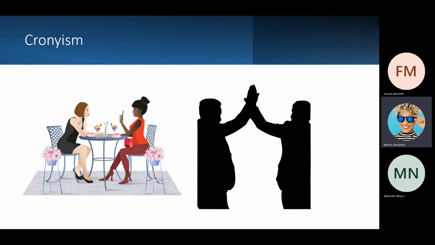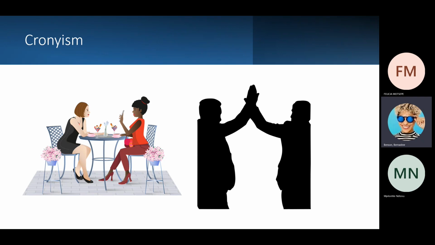So the first one is cronyism. Cronyism is very closely associated to nepotism. However, the primary difference here is that the person who receives the appointment or the unfair benefit is not a direct family member, but a friend.